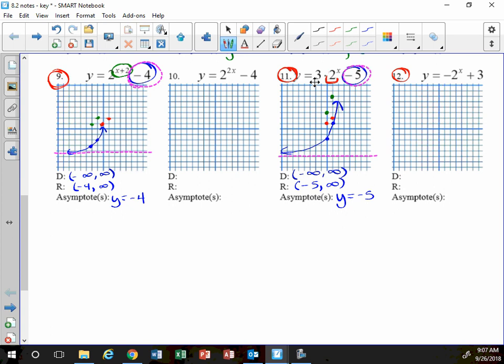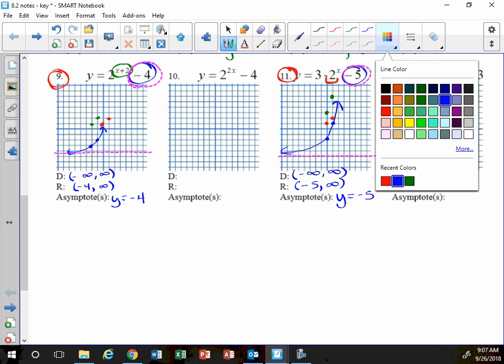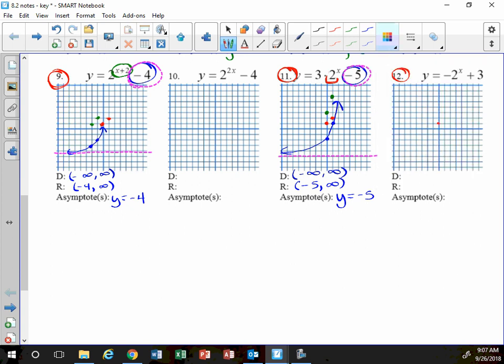I know you didn't like that one to begin with, but does it make sense now? Whenever there's that coefficient, you multiply it by the y values once you're there. All right, number 12. We start with (0, 1), (1, 2).